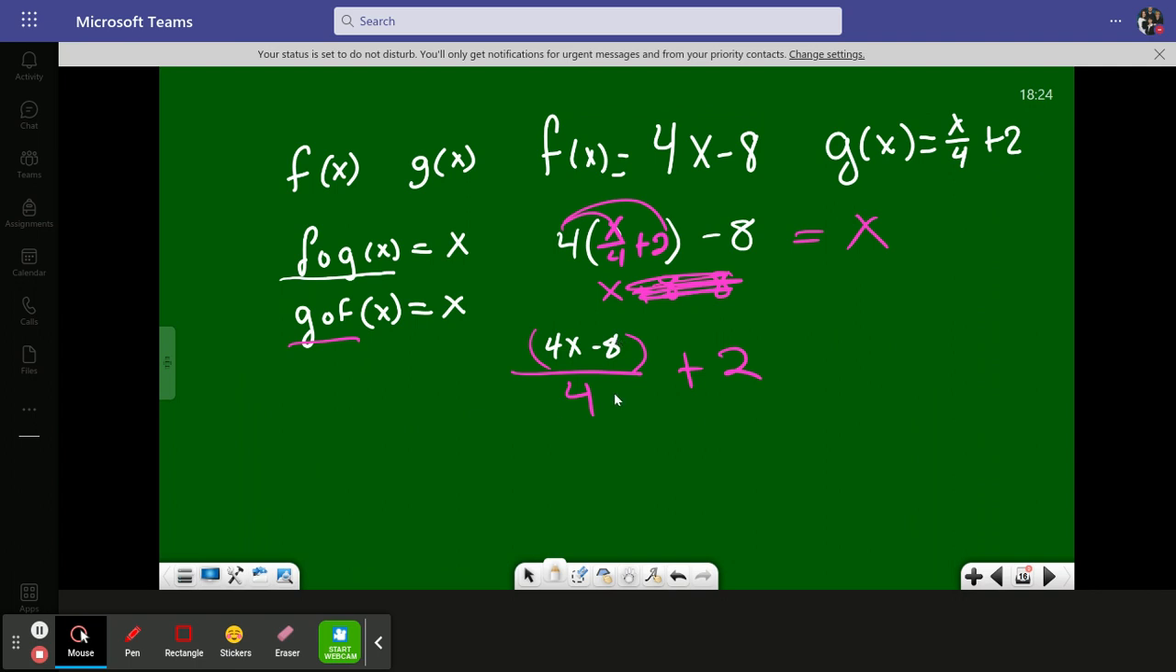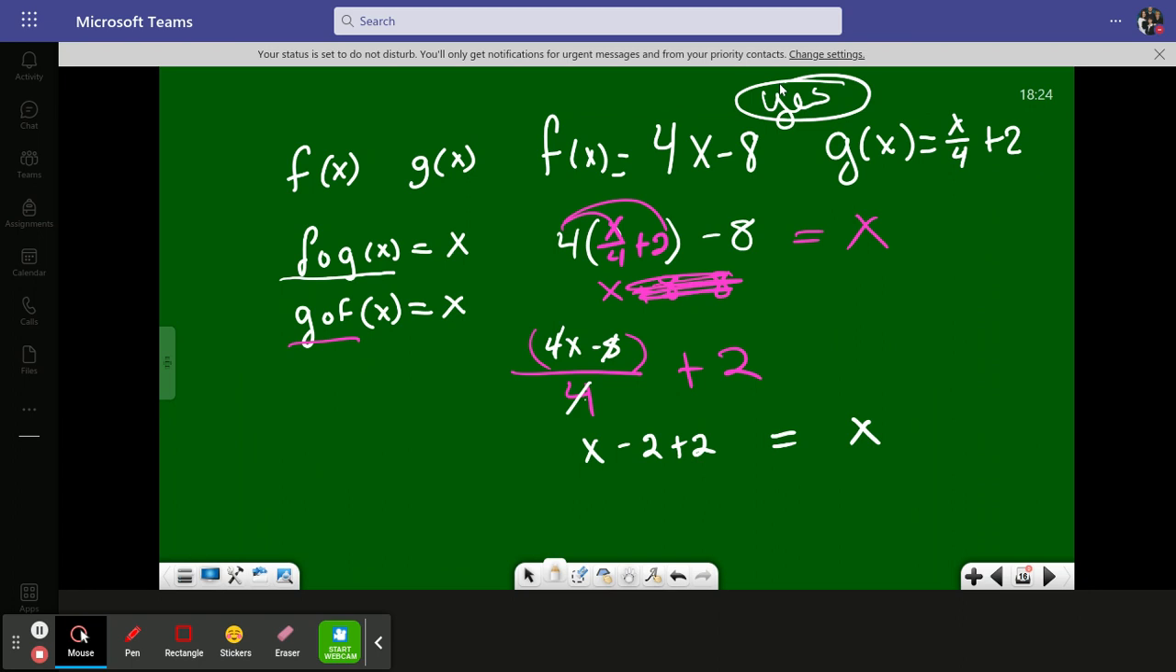Can this reduce like any fraction? There's a 4 in each one of these, isn't there? So 4 divided by 4 is 1. 4 divided by 4 is 1. 8 divided by 4 is 2. So I've got x minus 2 plus 2, and that equals x. So are these inverse functions? Yes.